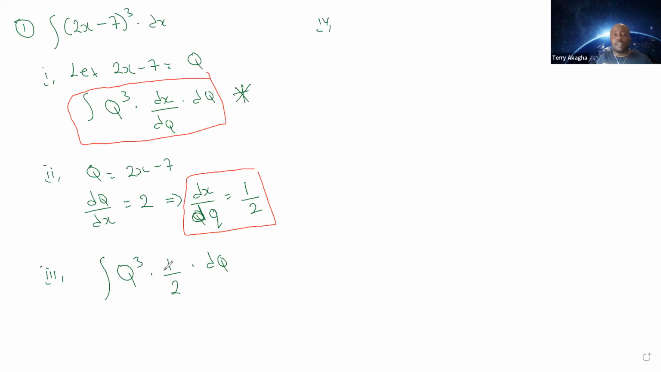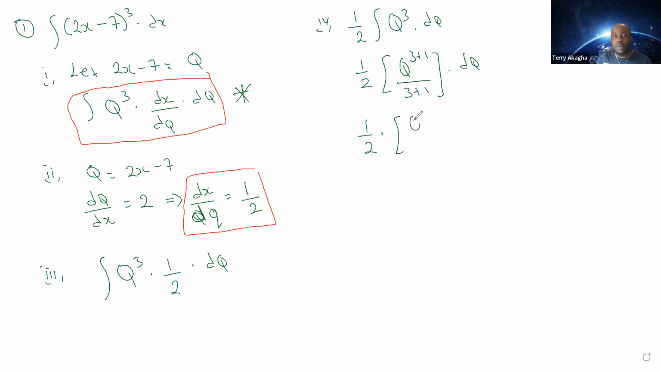Remember, when you're integrating, you bring out the constant. So it's going to be 1 over 2. We're integrating q cubed dq. And how do you integrate q cubed? It'll be q to the power of 3 plus 1 divided by 3 plus 1. Can you see? And that will give you 1 over 2 multiplied by q raised to the power 4 divided by 4. So I can open the bracket now, and that will give me q raised to the power 4 divided by 8, plus c.